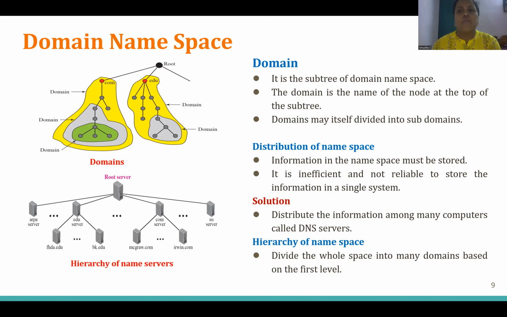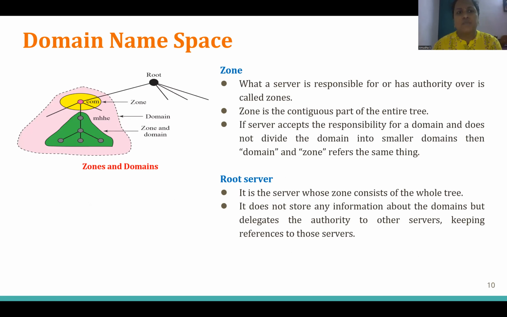Domain name system. A domain is nothing but a subtree of the domain name space. The domain is the name of the node at the top of the subtree. Domains may be further divided into subdomains. Information in the namespace is represented in a tree structured manner. It is inefficient and not reliable to store the information in a single system. A hierarchical namespace divides the whole space into several levels: root level, child level, leaf level, etc.